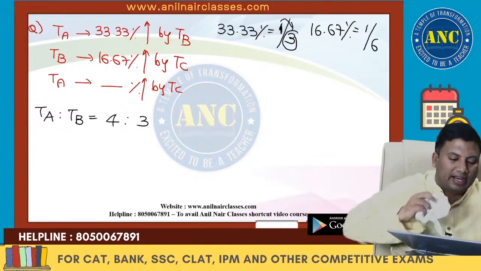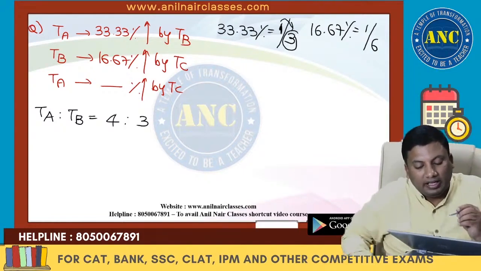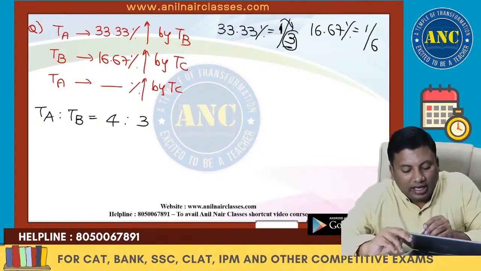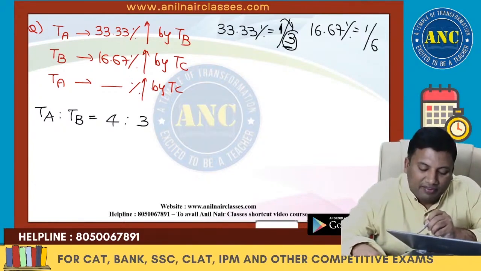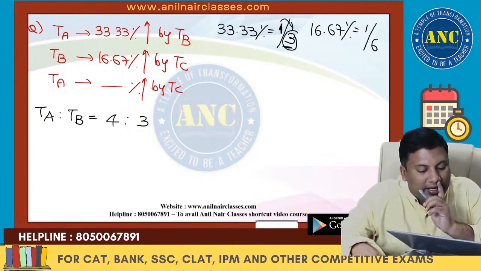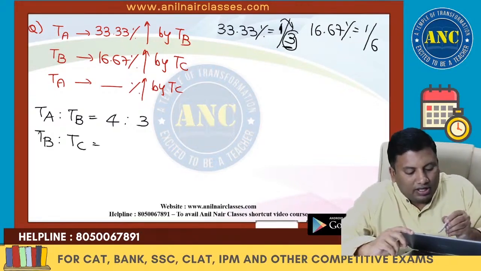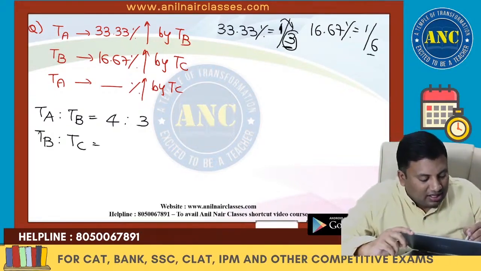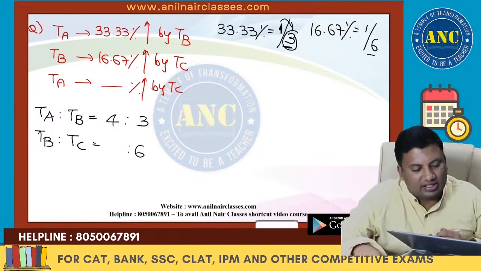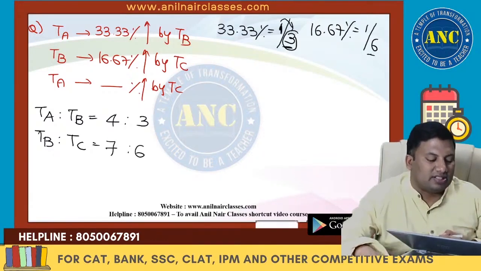I hope the idea it is clear. Time taken by B, it is always the initial value. Time taken by B is 3 days. Numerator, it is always the change. A will take 1 day more than 3. So it is 4 is to 3. Similarly, time taken by B, 16.67, it is 1 by 6. C is taking 6 days. B will take 1 day more than 6. It is nothing but 7.